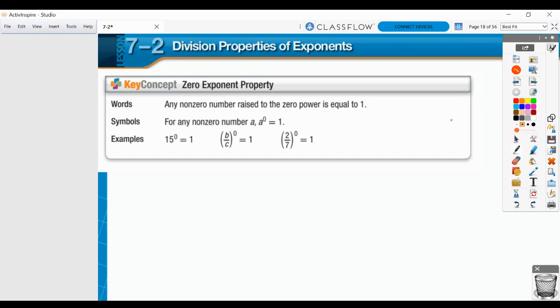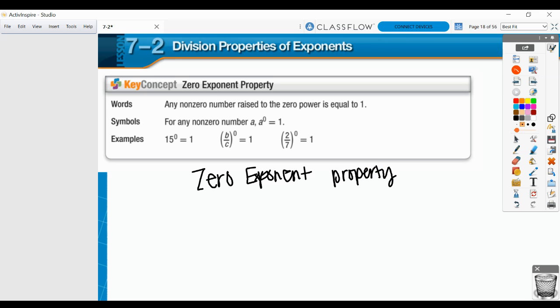Okay, this is the third video for 7.2, and we are going to be looking at two different properties today. So the first property is the zero exponent property, and I think you're going to really like this one because it's very, very easy.